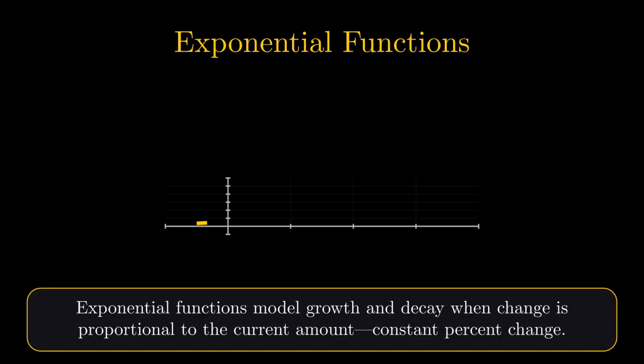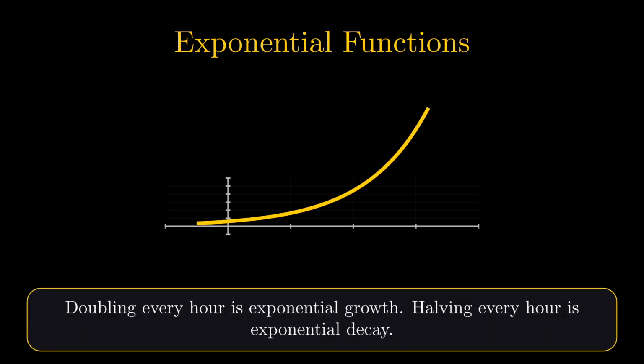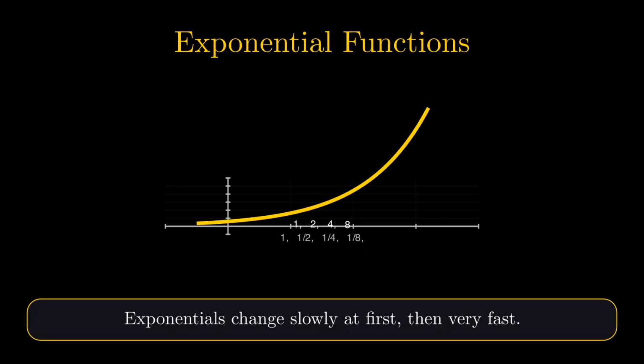Exponential functions model growth and decay when change is proportional to the current amount. Constant percent change. Doubling every hour is exponential growth. Halving every hour is exponential decay. Exponentials change slowly at first, then very fast.